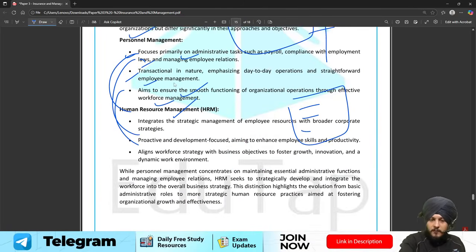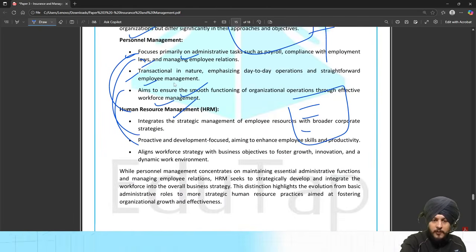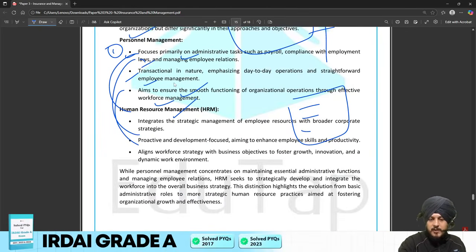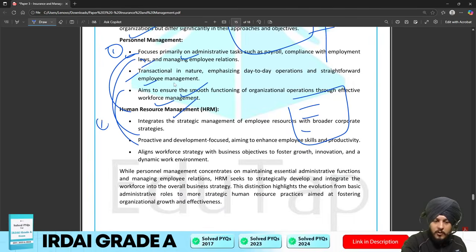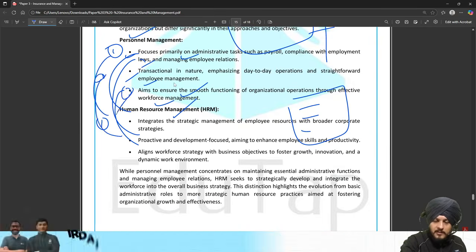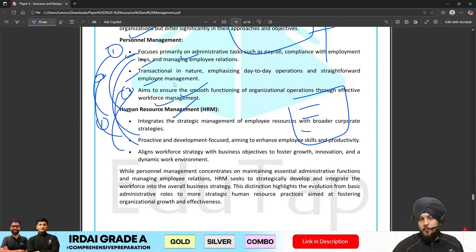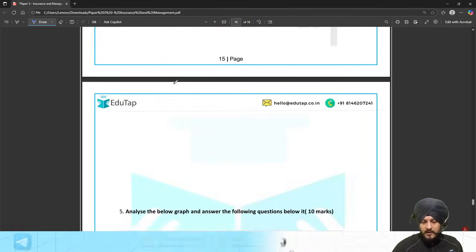And you can write this point-wise format also. What you can do if you are writing this, point number 1, since the question is about comparison, this point number 1 of this one should be opposite of this. Then point number 2, these two should be opposite. Then point number 3, these two should be opposite, right? So this is how you could have attempted this question.